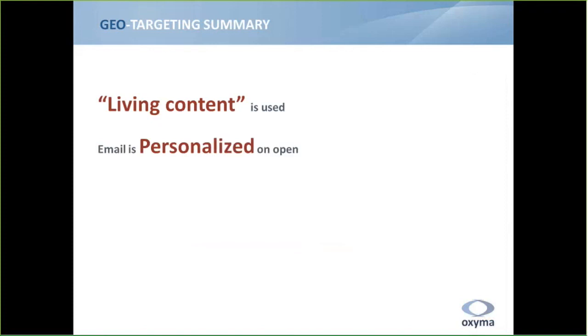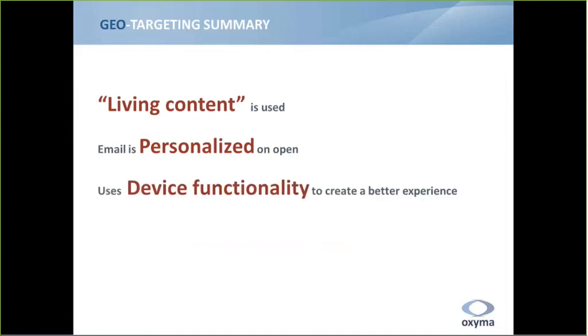The geo-targeting, and a summary of this, is actually living content which is used in the mail, the weather, temperature, these sort of things. The email is personalized at the moment of open to make sure that that user gets the best version for them. And it's using the functionality of the device itself to create a better experience within the email. So using their geolocation to create all these different things.